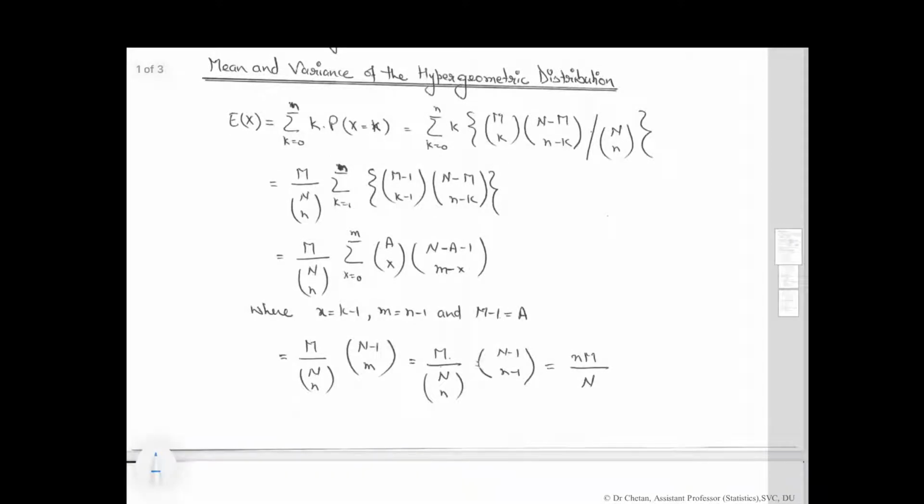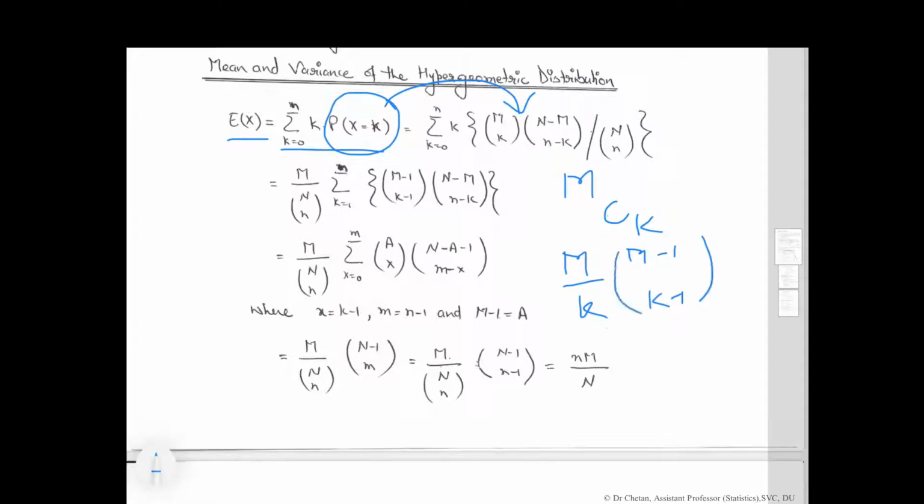Now we will calculate the mean and the variance of the hypergeometric distribution. According to the definition, the expected value of X is given by this quantity. After putting the value of P of X, we will get this. Now we just open that, MCk, which is equal to M by k into M minus 1 Ck minus 1. Then we can write like this. As this quantity is independent of k, we will write it outside the summation.